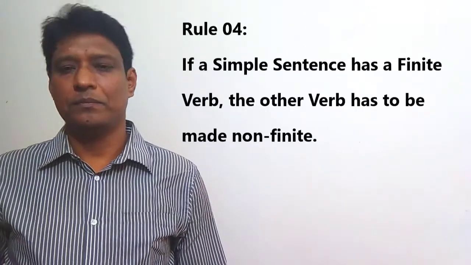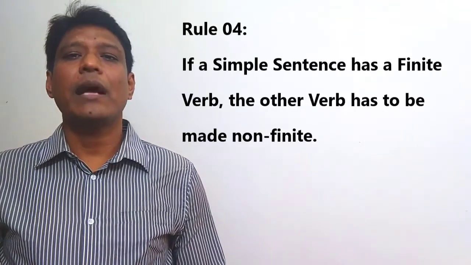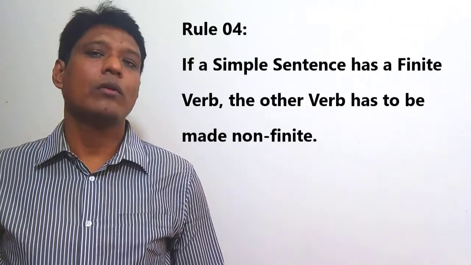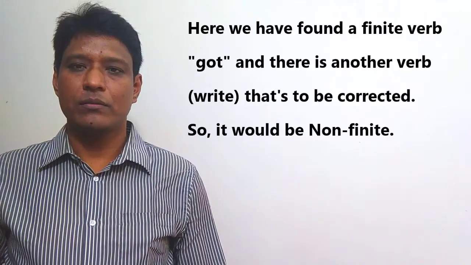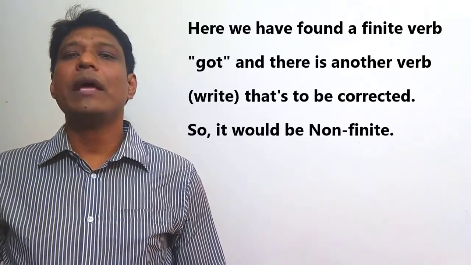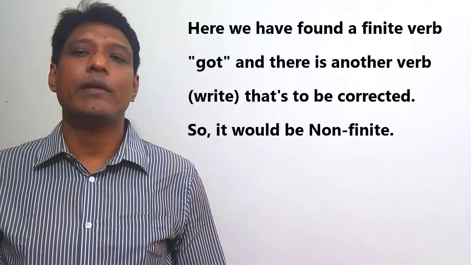Rule number 4. If a simple sentence has a finite verb, the other verb has to be made non-finite. For example, Muhammad Jafar Iqbal (write) in the brackets Ami Topu in 2005 got much popularity. Here we have found a finite verb, got. It is in the past tense. And there is another verb, write, in the brackets that is to be corrected. So it would be non-finite, because we know in a simple sentence there remains only one finite verb. So if you get another verb, we have to make it non-finite.